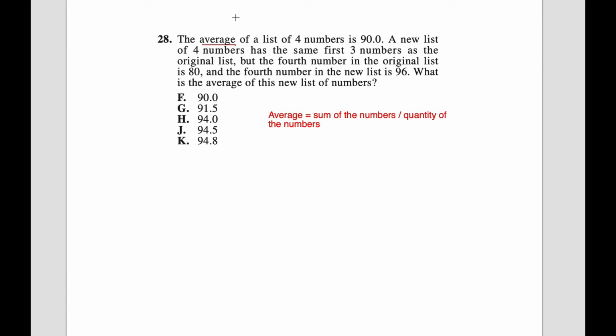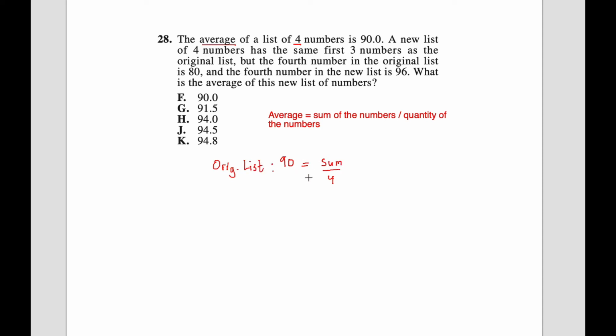And now that we have that formula in front of us, I would just take things one step at a time and see what information we can begin to fill in here. So we were told initially that the average of a list of four numbers is 90. Well, in this formula, we can actually begin to fill parts of that in. The average is 90, so I'll write that 90 is equal to, and we don't know the sum, but we do know the quantity. It's four numbers. So I'm just going to write 90 is equal to the sum divided by 4. And this is for the original list, so I'll just write orig list.